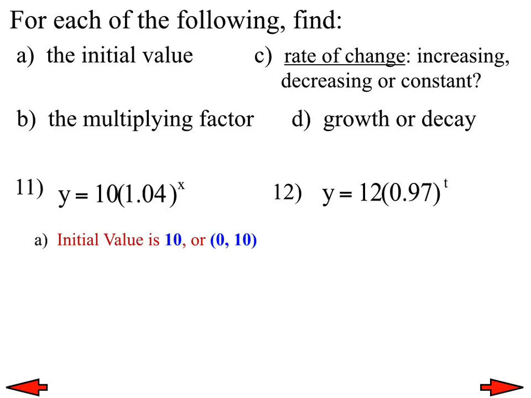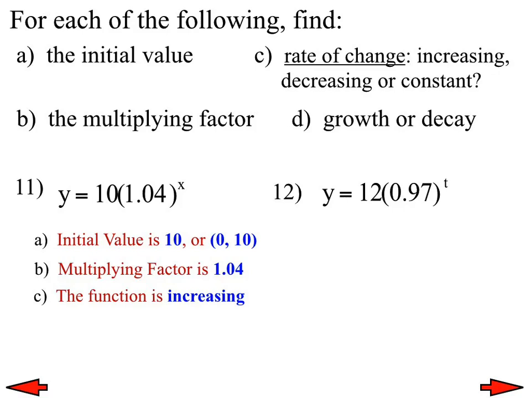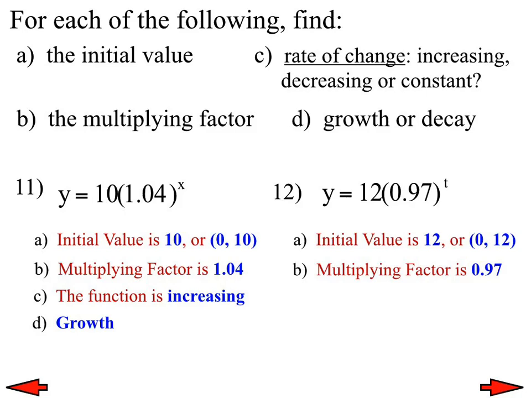Number 11, the initial value is 10, or (0, 10) as the y-intercept. The multiplying factor is 1.04. That is increasing because b is greater than 1, and that represents exponential growth. Number 12, the initial value is 12, or (0, 12) as the y-intercept. Multiplying factor is 0.97. Since that's between 0 and 1, it's decreasing, which represents exponential decay.